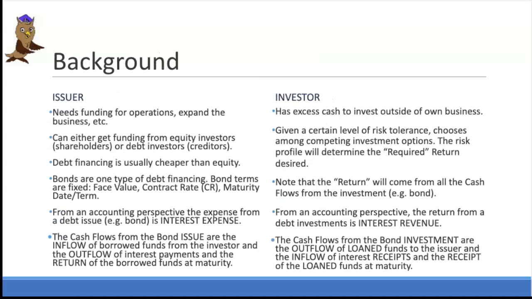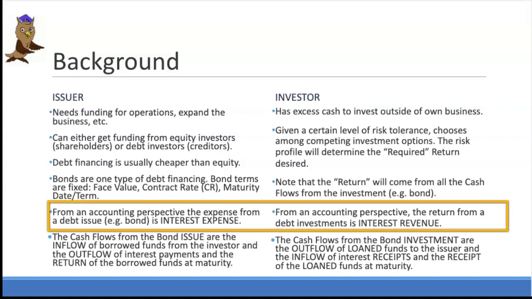Businesses will finance their operations either via equity, such as stock issues, or debt, such as bond issues or the like. Note that debt financing is usually cheaper. The bond terms are the face value, or the amount to be borrowed, the contract rate, stated on the bond contract, expressed as an annual rate, and then the maturity date, or term, usually on a semi-annual or annual basis. The expense generated from the bonds, from the issuer's perspective, is interest expense. Now, from the investor perspective, it is interest revenue.